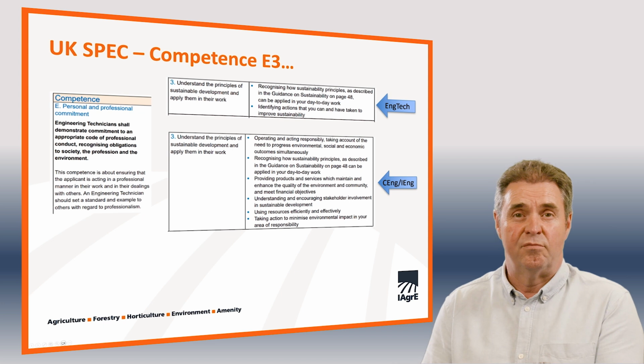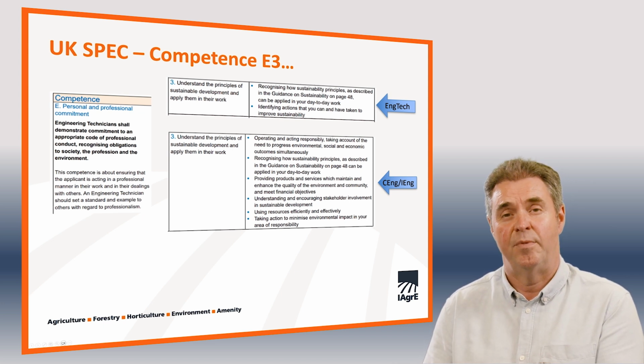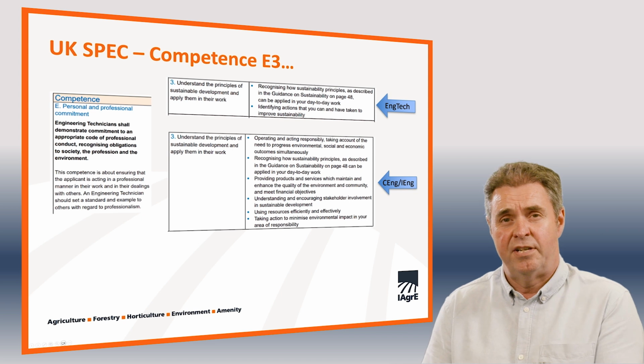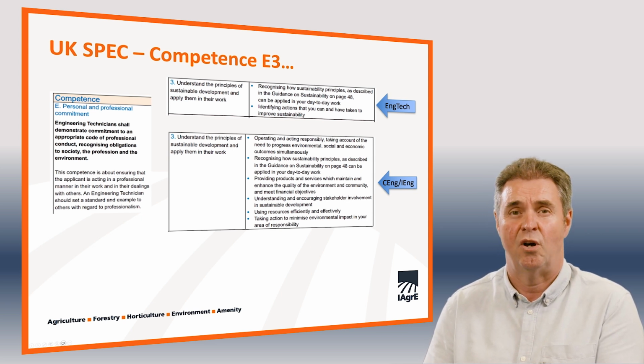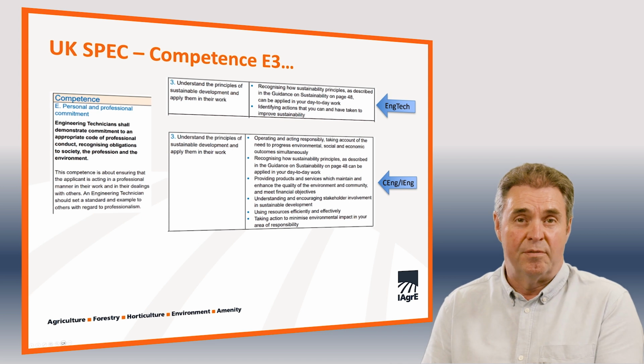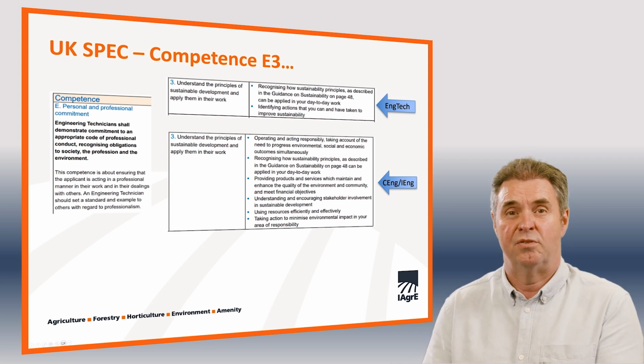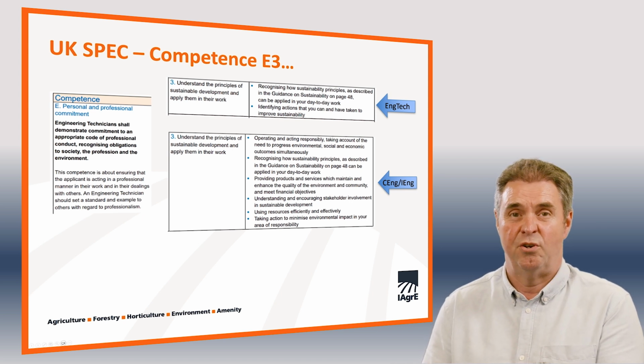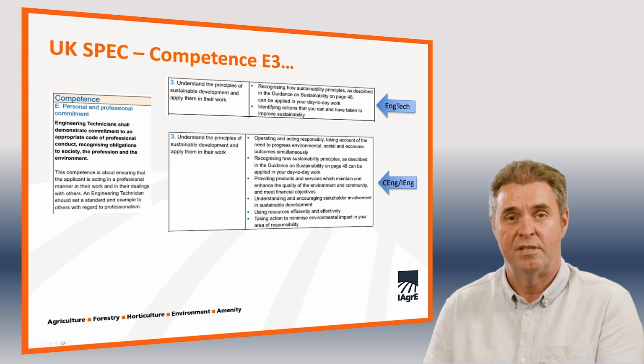Because of the types of roles people at different registration levels will be in, the examples of evidence will be very different. For Eng Tech, it's more about recognising how sustainability principles are applied to your job and how they can be improved. An example could be a practical one, such as containment and disposal of liquids from maintenance work, or it could be a process one where during the course of your role you come up with a solution that can save energy or materials with a positive impact on the environment.